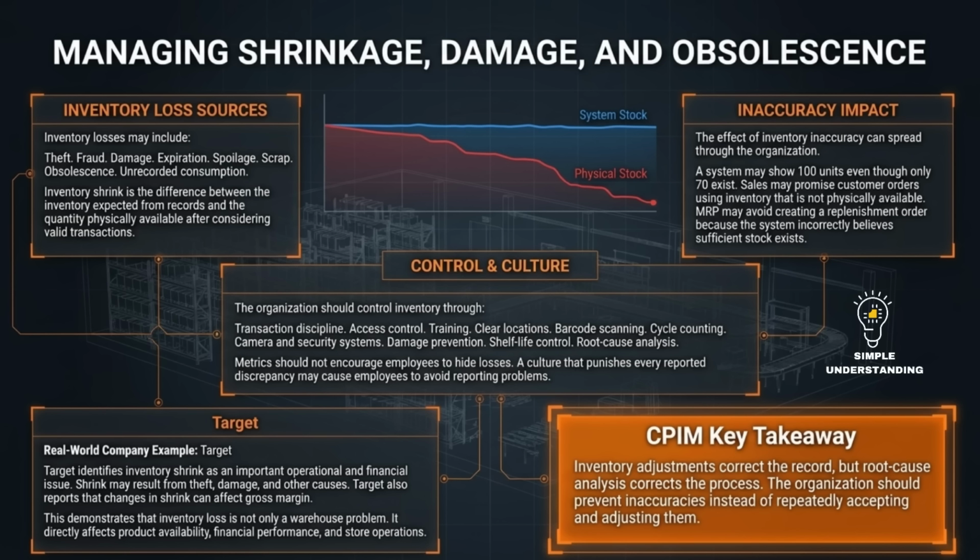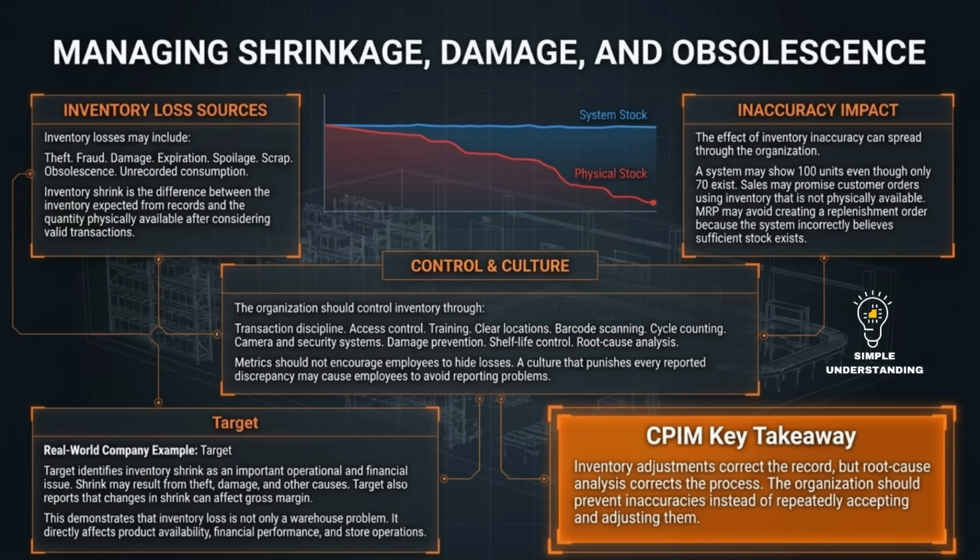The organization should control inventory through transaction discipline, access control, training, clear locations, barcode scanning, cycle counting, camera and security systems, damage prevention, shelf life control, and root cause analysis. Metrics should not encourage employees to hide losses. A culture that punishes every reported discrepancy may cause employees to avoid reporting problems.